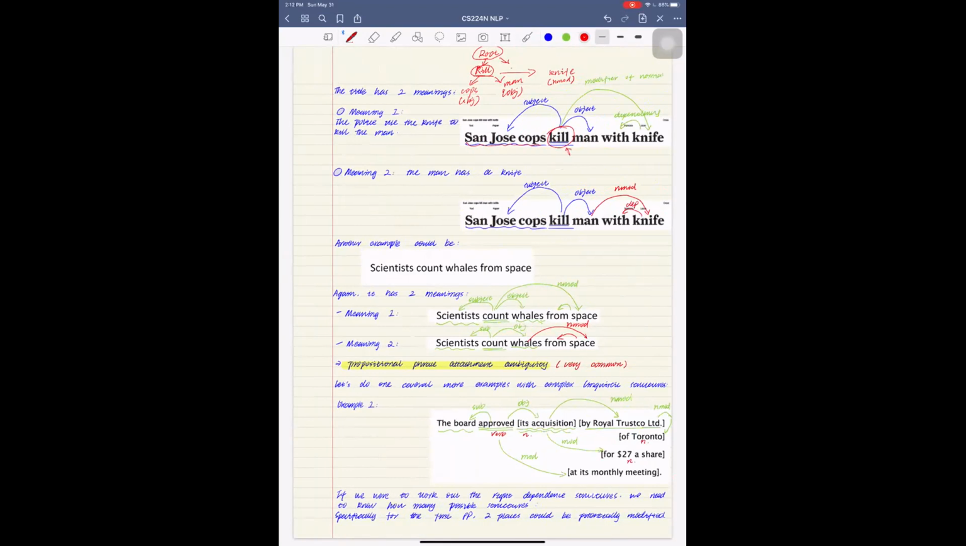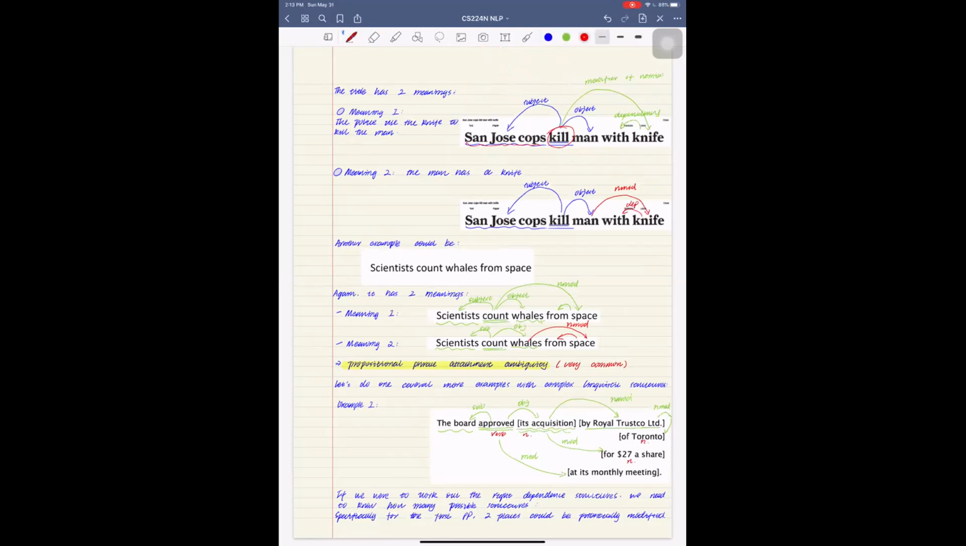But what if you have "kill man with knife and save a man with children"? Then you have to make a fake root yourself because you have two verbs right here, right? Does that make sense? Yeah. Okay, that makes sense, right? So that's how we actually construct this one here.